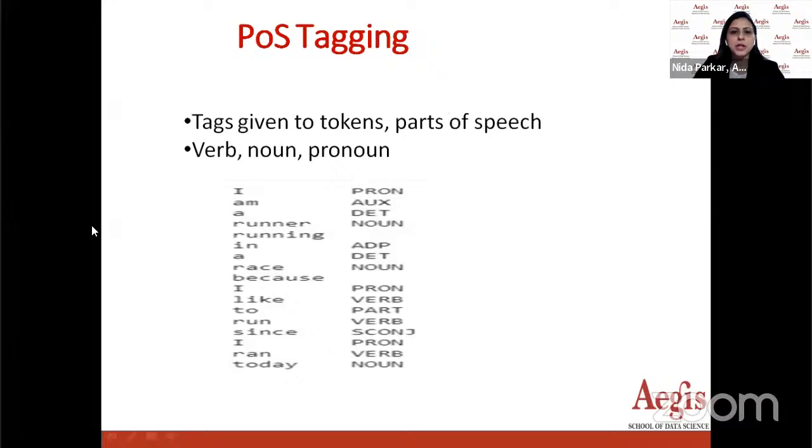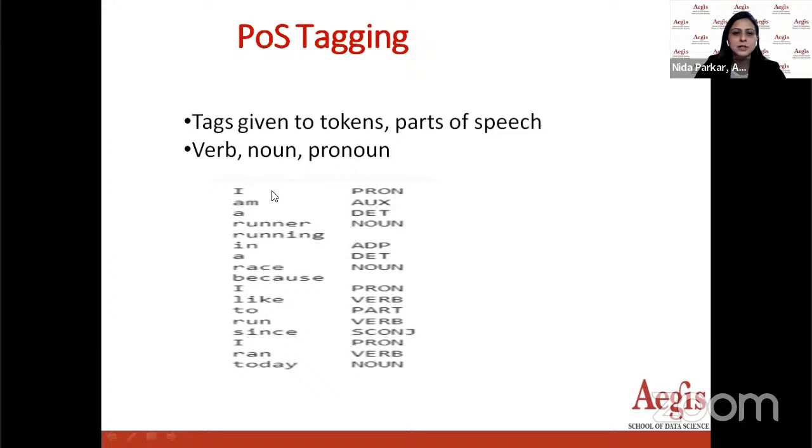When you're talking about parts of speech tagging, we've seen parts of speech tagging when we were in school, in grammar. It basically gives tags to the tokens, the parts of speech. POS tagging is nothing but parts of speech tagging, wherein it recognizes what is a verb, what is a noun, what is a pronoun. So if I give this sentence, "I am a runner running in race because I like to run since I ran today," these are the words that I give to the parts of speech tagger.